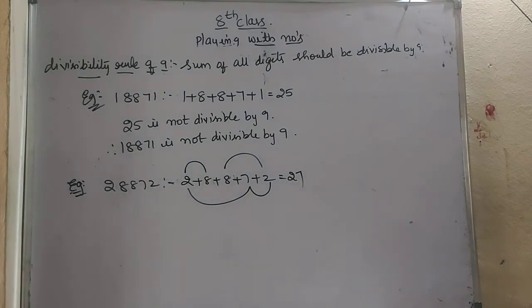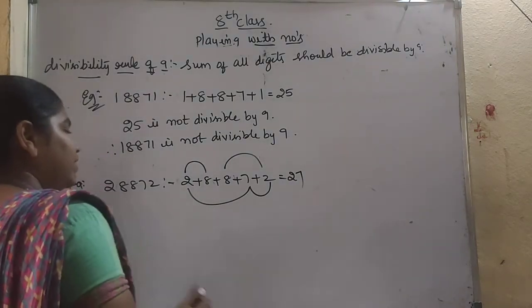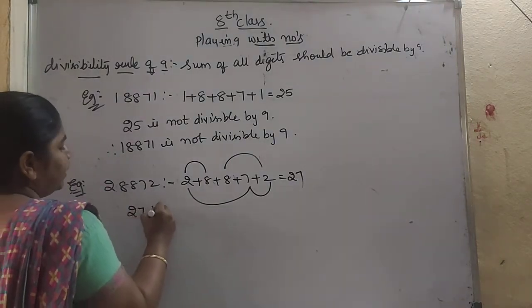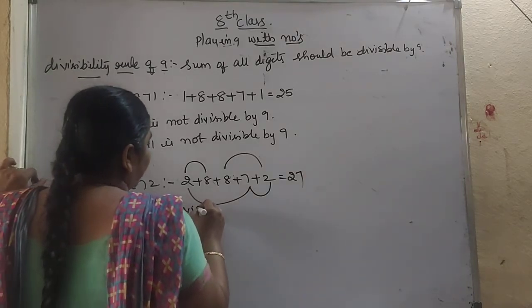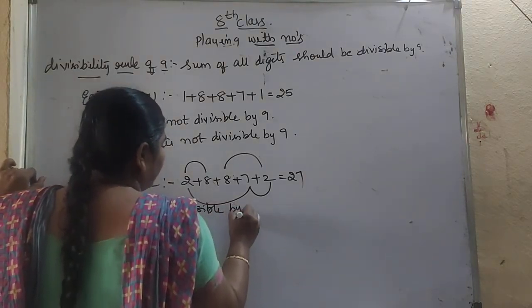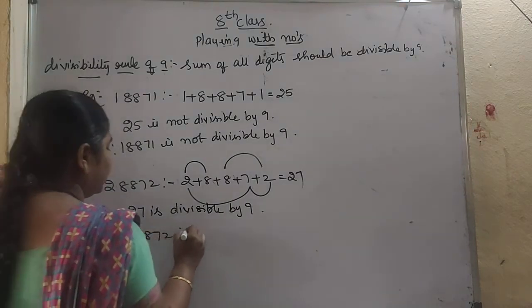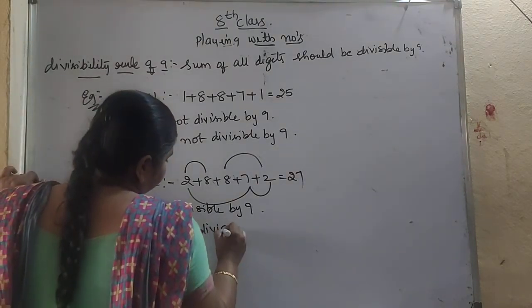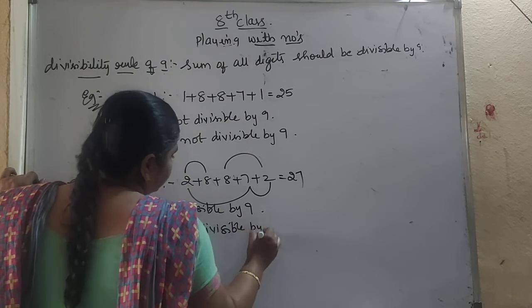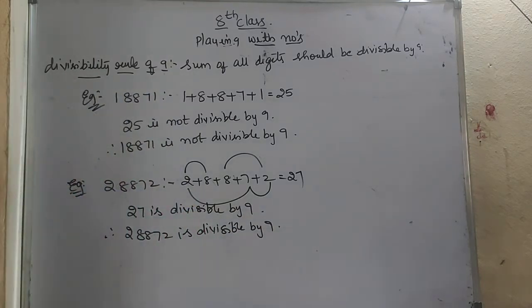So 27 is a multiple of 9. Yes, 27 is a multiple of 9. So 27 is divisible by 9. Therefore, you can say 28872 is divisible by 9. So this is our divisibility rule of 9. So next is divisibility rule of 10.